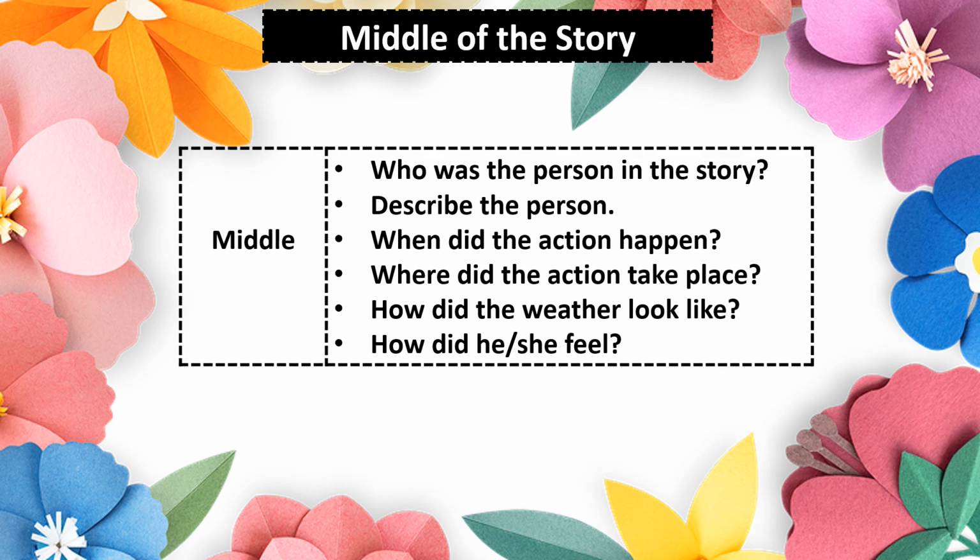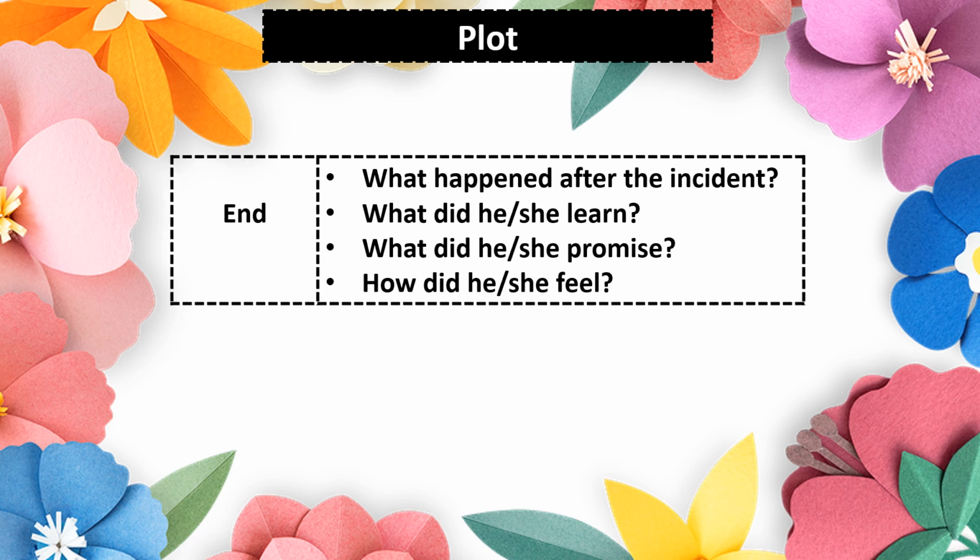Okay, next. The middle of the story. So these are the questions. Who was the person in the story? Describe the person again. The second person that you met in the story. When did the action happen? Where did the action take place? How did the weather look like? And how did she feel? Last one, for the ending. What happened after the incident? What did she or he learn? What did he or she promise? And how did he or she feel?